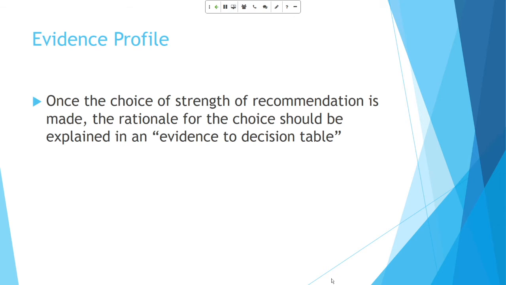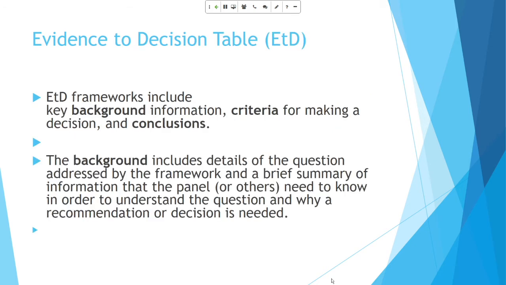When you're looking at an evidence profile, once the choice of the strength of the recommendation is made, the rationale for the choice should be explained in what is known as evidence to decision tables. Briefly reviewing, an evidence to decision table must include key background information, criteria for making a decision, and what conclusions were drawn. The background includes details of the question, the PICO, being asked by the framework, as well as a summary of the information that the panel or others need to know in order to understand the question and why a recommendation or a decision is actually needed.